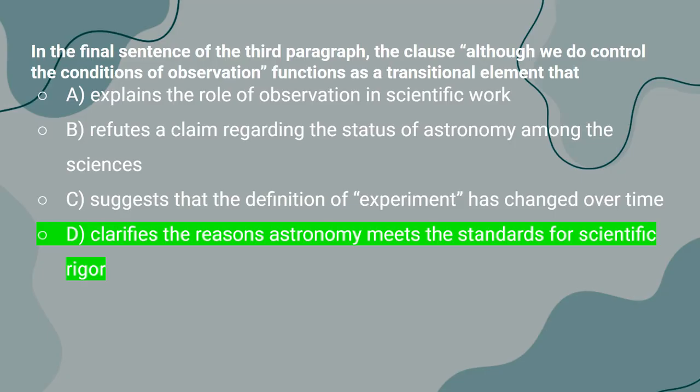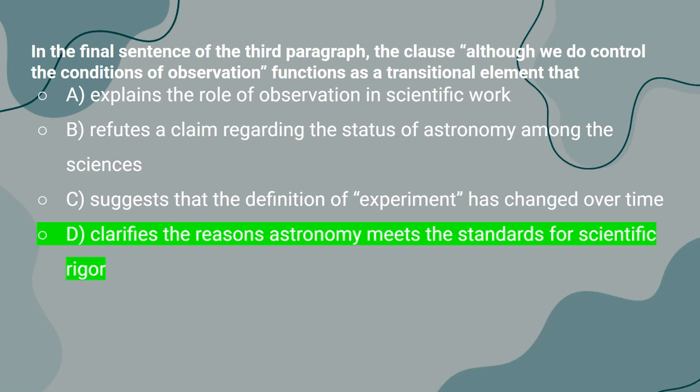At this point, you should understand the thesis is saying this is what's scientific, this isn't what's scientific, and this is why understanding what's scientific is so important. So it wouldn't be like, oh, this is why. They're not trying to say, oh, astronomy barely fits in. What they're trying to say is this is why astronomy makes sense. And this is it clarifying. It says we do not control the conditions for observation. That's why it's so important. It's saying this is why it qualifies for the standards for scientific rigor.